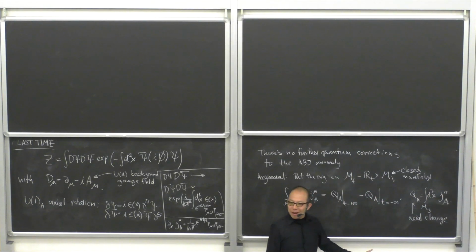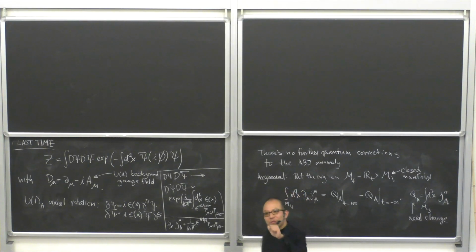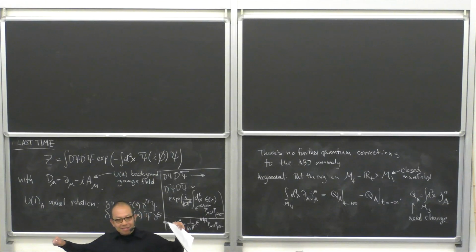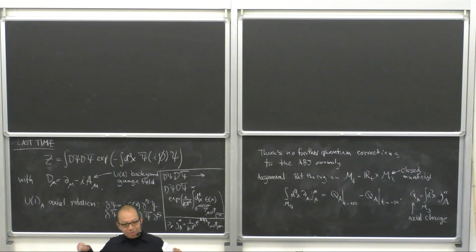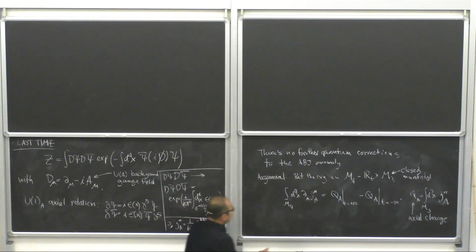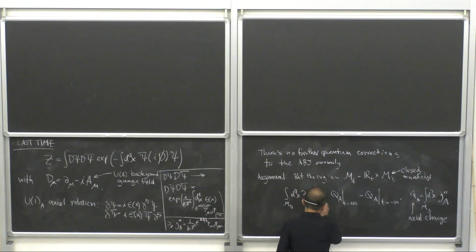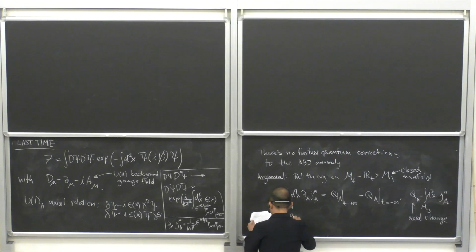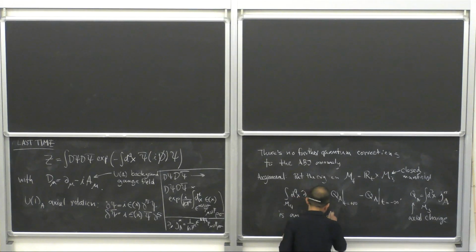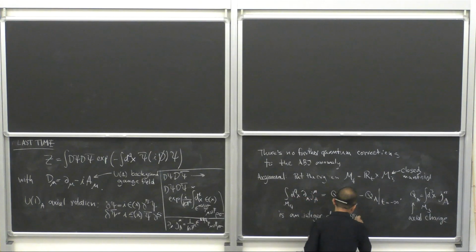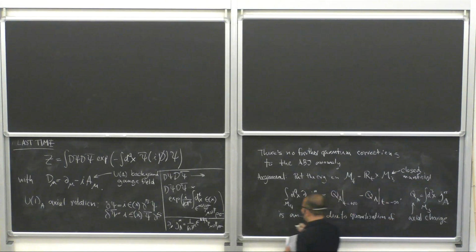Does it look surprising to you? So what is an axial charge? You compute the left-handed minus the right-handed, right? So this is the left-handed quanta minus right-handed quanta. This is the interpretation of axial charge. So this one is an integer due to quantization of charge.